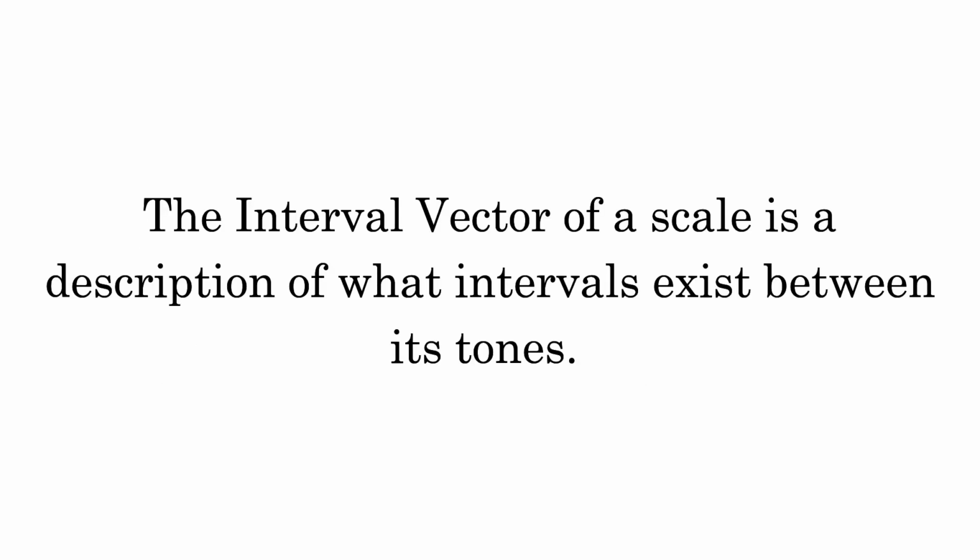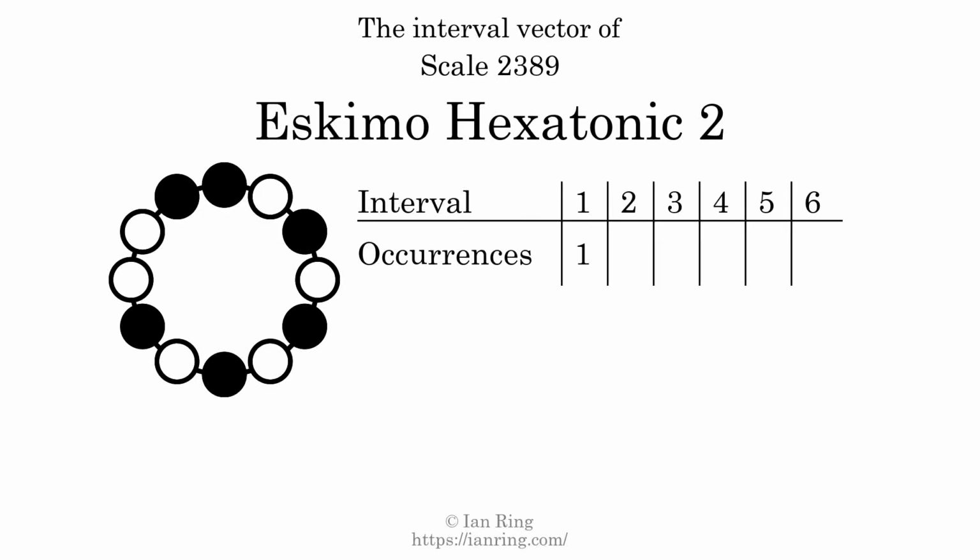The interval vector of a scale is a description of what intervals exist between its tones. There is one interval with a size of 1 semitone. It is here. There are 4 intervals with a size of 2 semitones. They are here, here, here, and here. There are 2 intervals with a size of 3 semitones. They are here, and here.